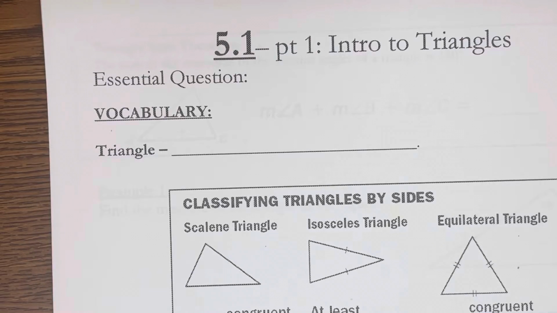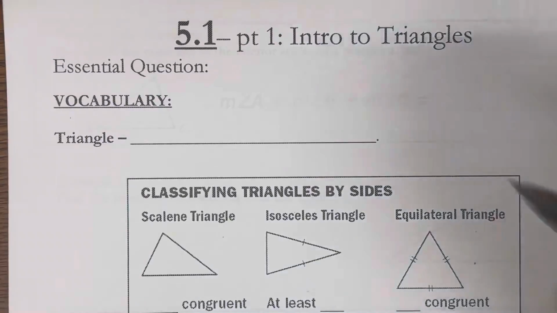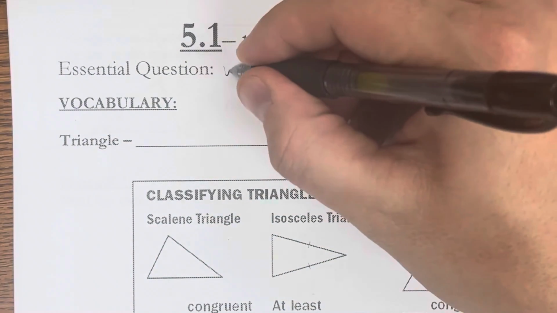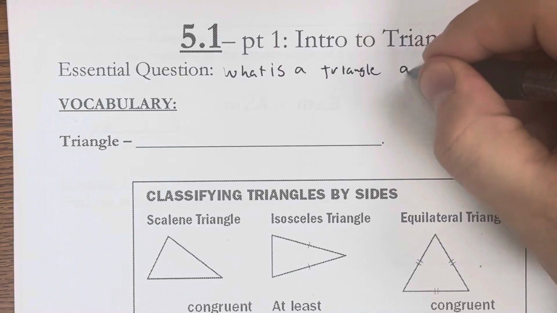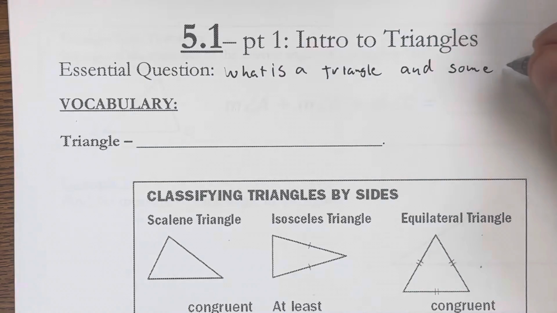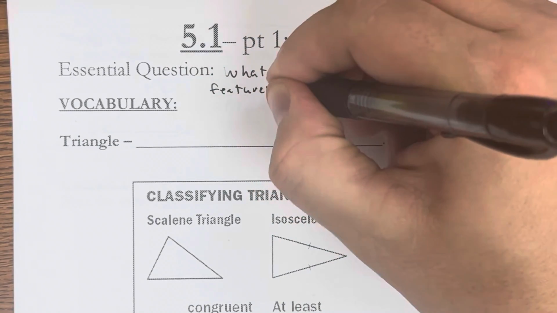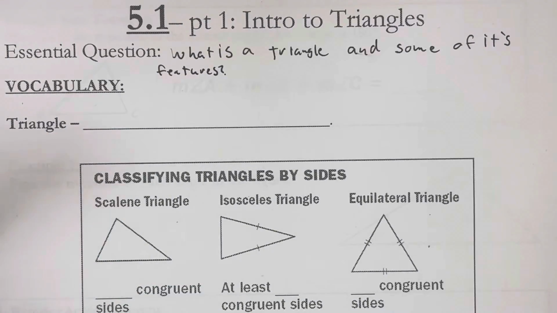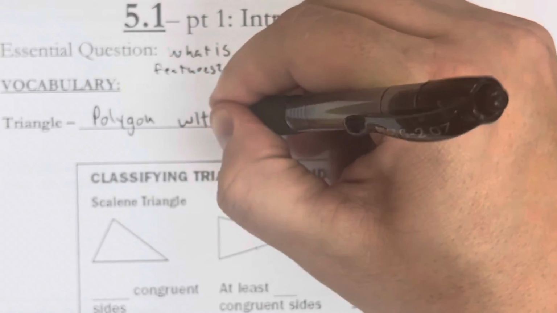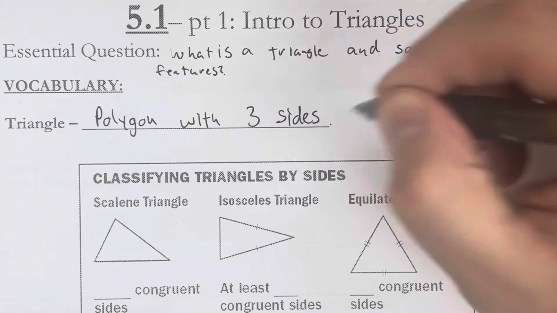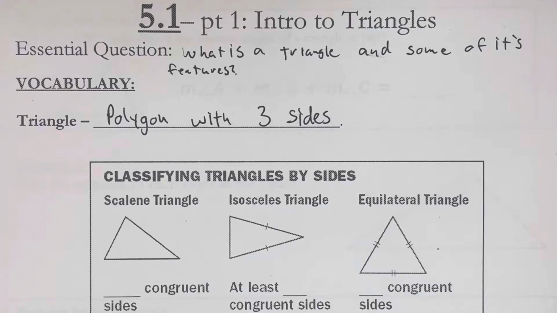Goal for 5.1 is just the intro to triangles, and the first thing we need to do is just define what a triangle is. So our essential question really for today is, what is a triangle? And some of its features. So we're just going to go over some basic things. First step, what is a triangle? A triangle is a polygon with 3 sides. So that means all 3 sides are straight, okay? So polygons have straight edges, and we are going to work with 3-sided figures when we're talking about triangles.